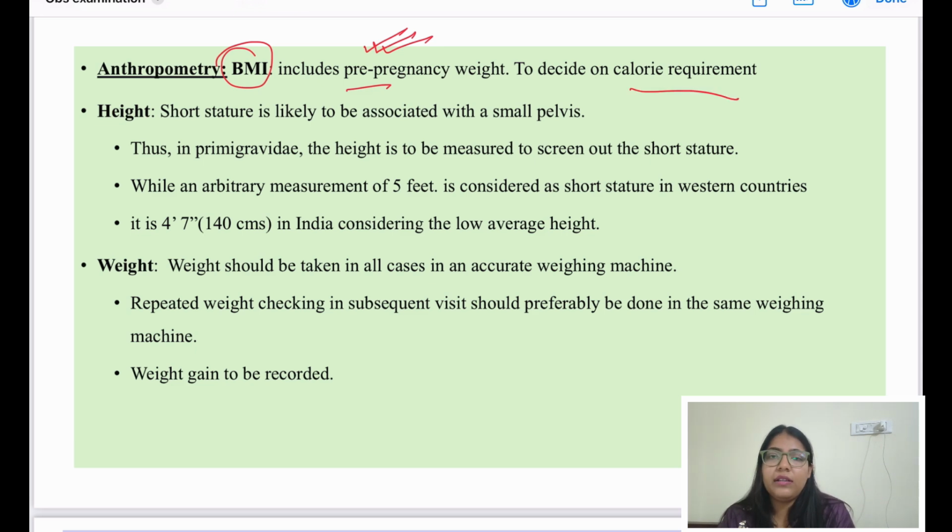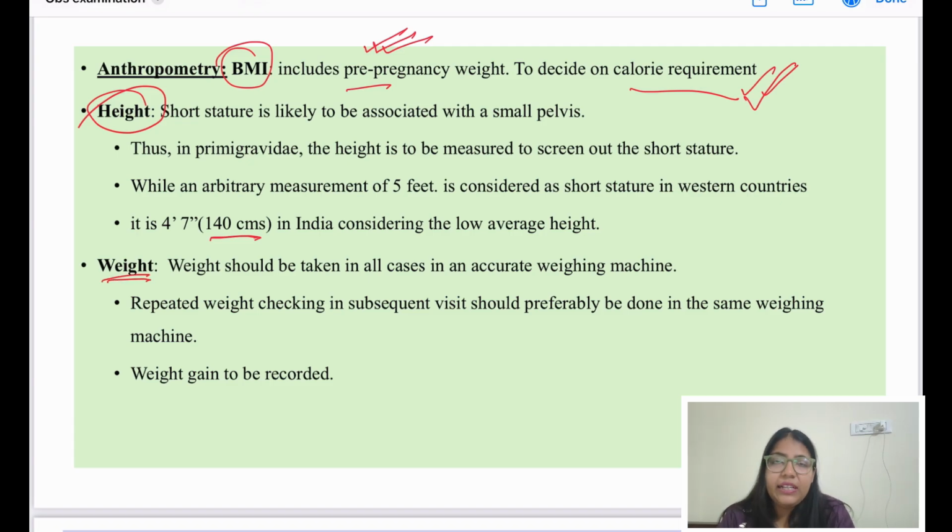There is a basic calorie requirement which increases in pregnancy, and depending on the BMI of the patient we tell her how to take her meals. You cannot tell a lean and thin patient to take the same amount of meal as an obese patient. So there is a difference in calorie consumption and requirement. Height is important because a short patient, likely less than 140 centimeters, is likely to have a small pelvis which is inadequate for vaginal delivery. That is why we do pelvic assessment in any patient before allowing her vaginal delivery.